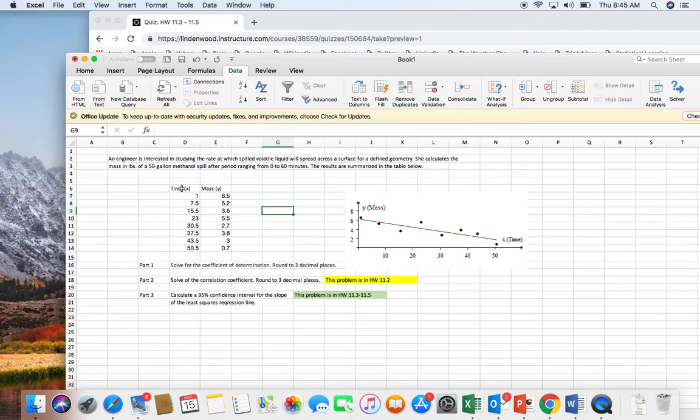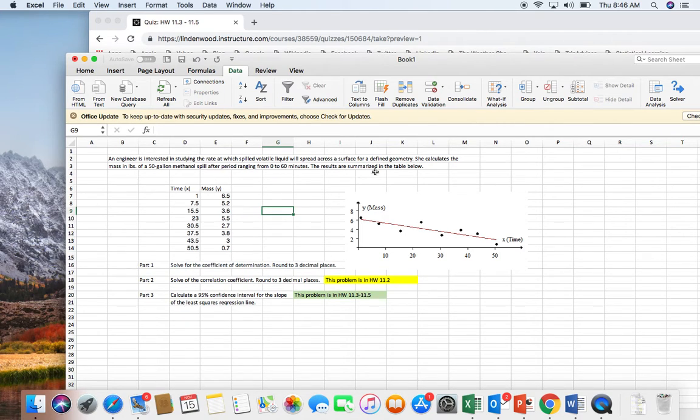So what I did is I just typed in the X column, both labels and numbers, for time and mass. Time is on the X-axis, mass is on the Y-axis. We're going to solve for three different items. One, the coefficient of determination. Part two, solve for the correlation coefficient. And three, to calculate a 95% confidence interval for the slope of the least squares regression line.